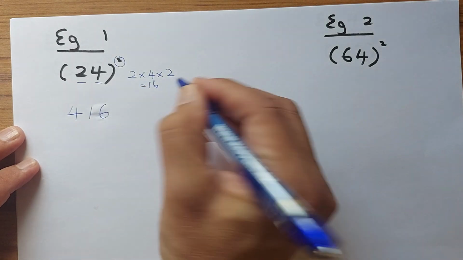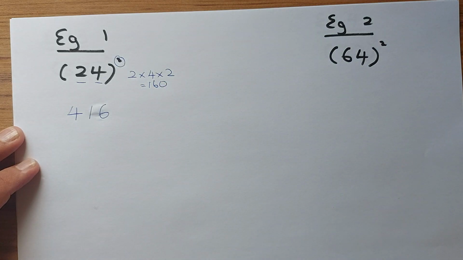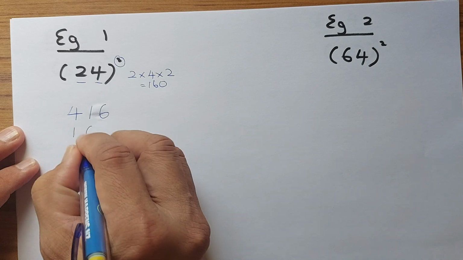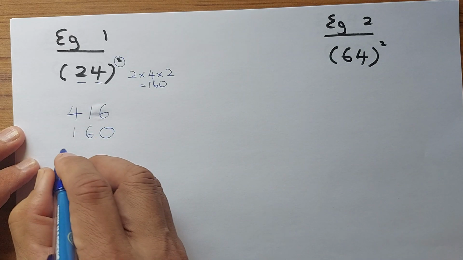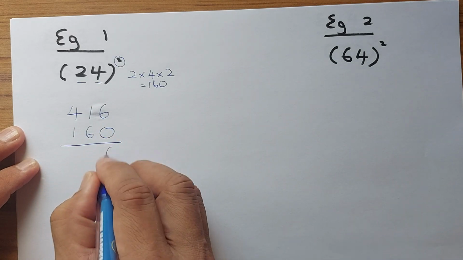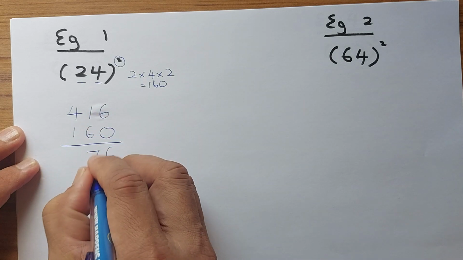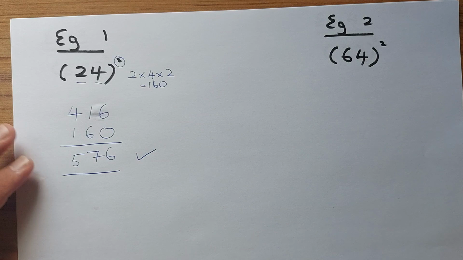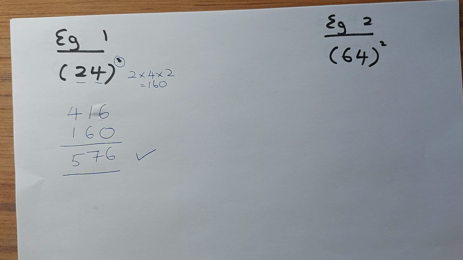So what you're going to do, you're going to add a 0 to the answer. So when you add 160, you just add 160 to the first number, add them up. 6 plus 0 is 6. 1 plus 6 is going to be 7. 4 plus 1 is going to be 5. And that will be the answer for 24 squared. Very simple, isn't it? Great. We shall continue with a slightly harder example.